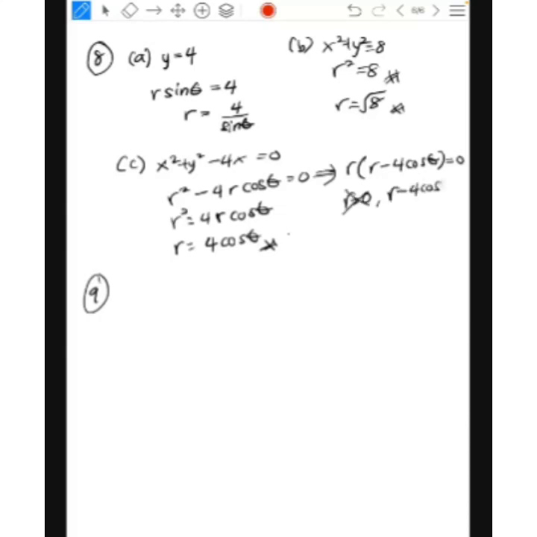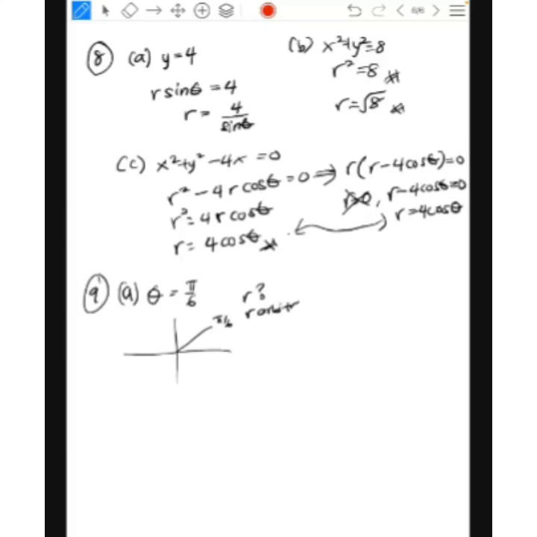Okay, question number 9 is another sketching. Theta equals pi over 6. Now we only have theta. Theta pi over 6, which means 30 degrees. How about r? There is no r, right? So r is arbitrary. Whenever you are missing one of the variables, it will be arbitrary. Your graph will be along that missing variable.